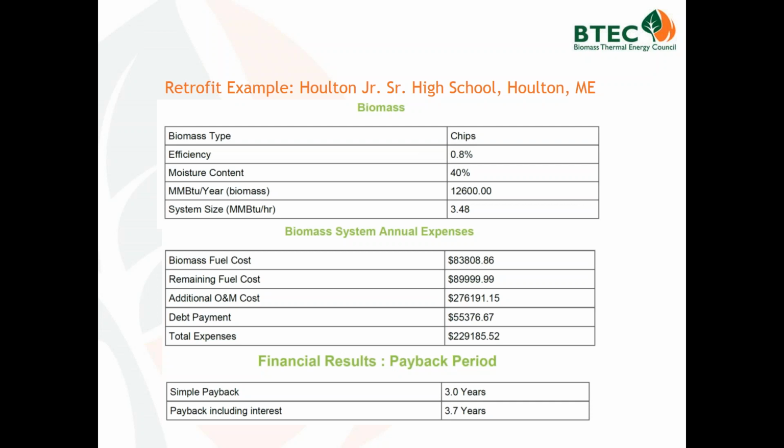And so given the county and the number of months that we were doing heating, the tool spits out a usage and a system size. And this was my check on this. Is this where the tool would have taken me? Because that's almost exactly the size of that particular boiler, 3.5 MMBtu per hour. The next screenshot shows the biomass fuel cost.